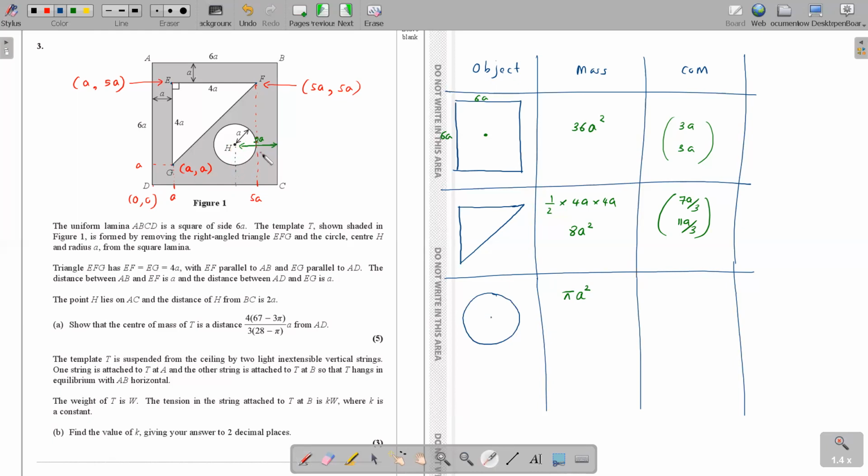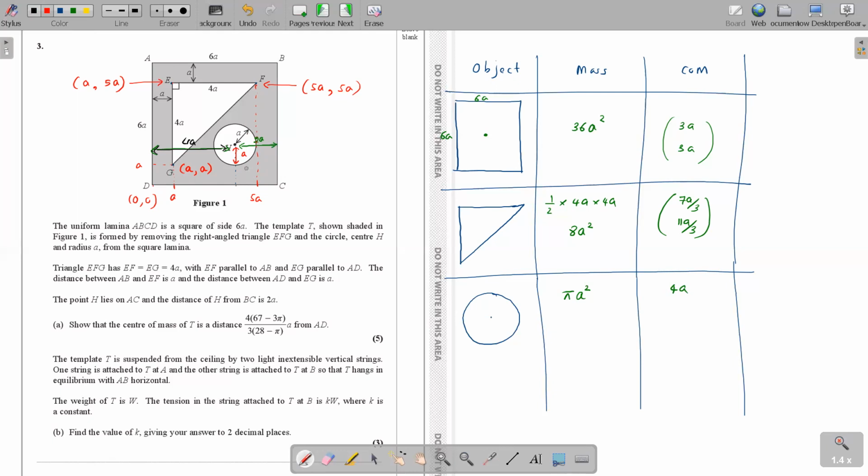So what's the x coordinate here? If this is 2a, what's this distance? It should be 4a. Can everyone see that? If this is 2a, this should be 4a. It makes sense, right? And what about the y coordinate? The radius is a, so this distance is a, and this other distance is also a.